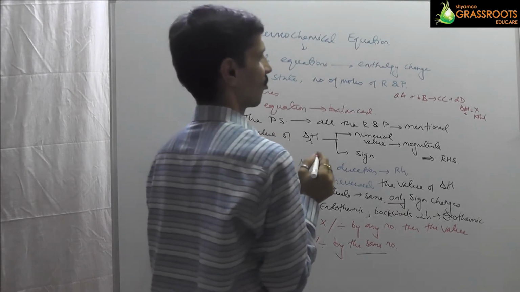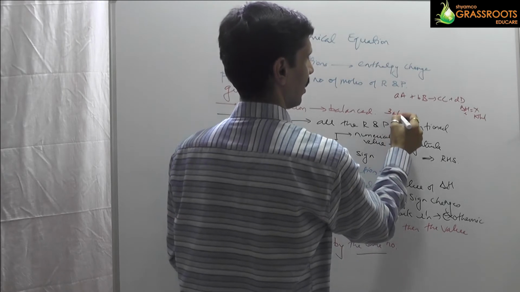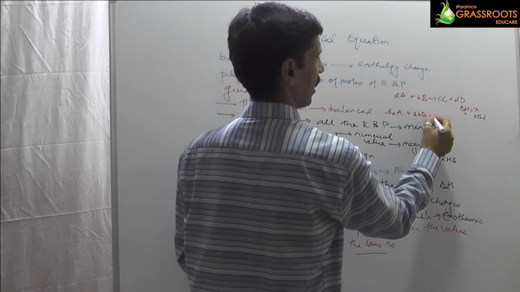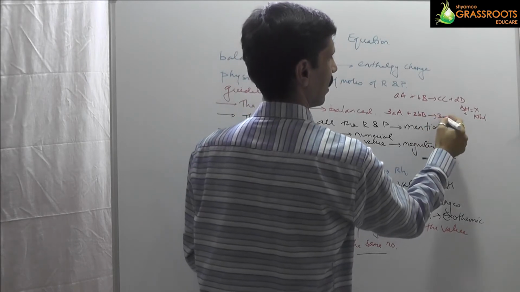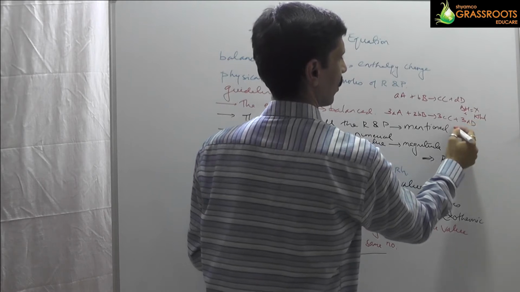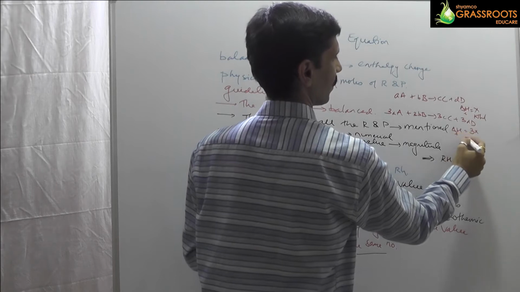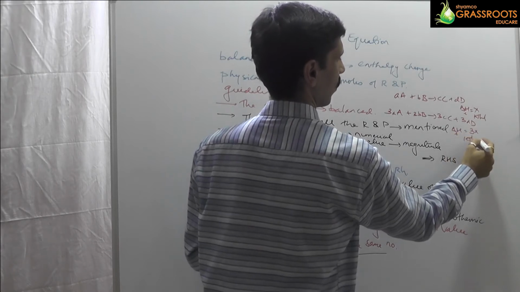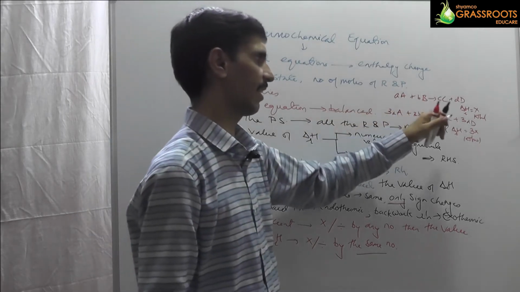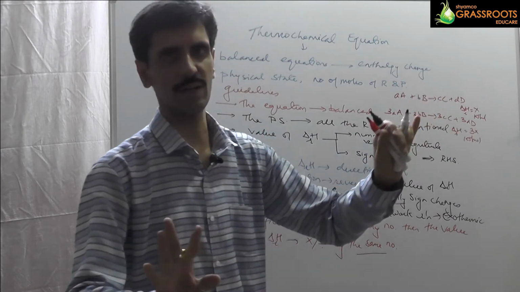अब अगर मुझे इस रिएक्शन को suppose 3 से multiply करना है, so what I will be getting is 3A of A plus 3B of B giving me 3C of C plus 3D of D, तो delta H is equal to 3X kilojoules per mole। समझ में आया? Okay, I'm multiplying the entire reaction by 3, so delta H also has to be multiplied by 3. Okay, this is what it means.